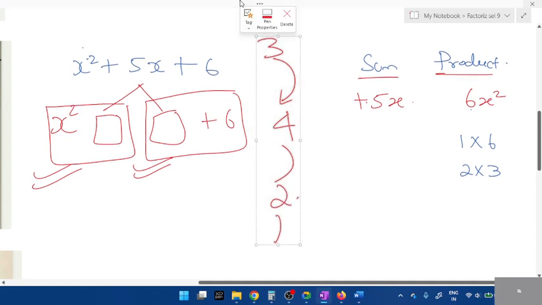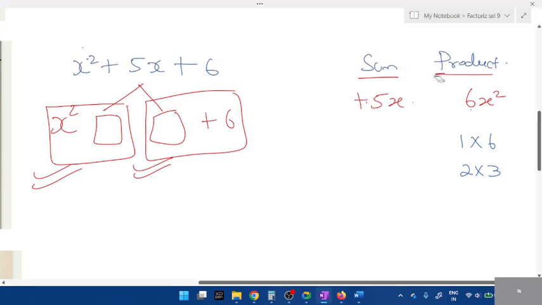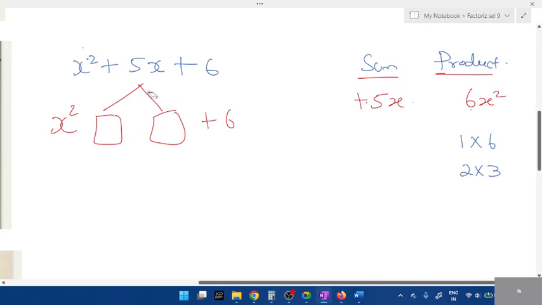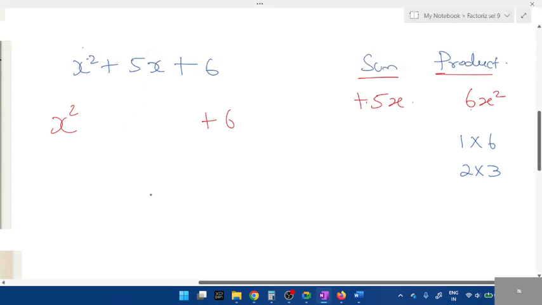This is the concept. Now, why are we using sum and product? This step is to split the middle term into two parts. It is not that easy. You can't directly write some random value. Now I'll tell you how to split. Take 1 and 6.